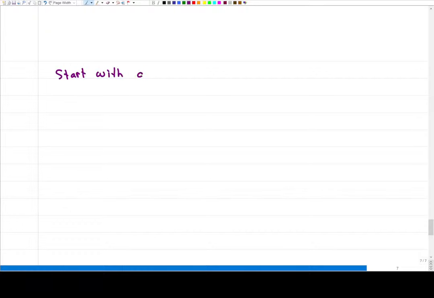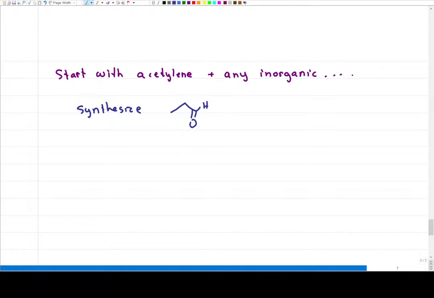Meaning, sometimes a very common type of problem is starting with only acetylene plus any other inorganic reagents, meaning non-carbon incorporated into the ring or into the molecule, come up with, and then you're told to form all kinds of products. So let's use this example, and we're going to synthesize something that looks like this. Again, starting with acetylene and any inorganic reagents, we have to come up with a product.